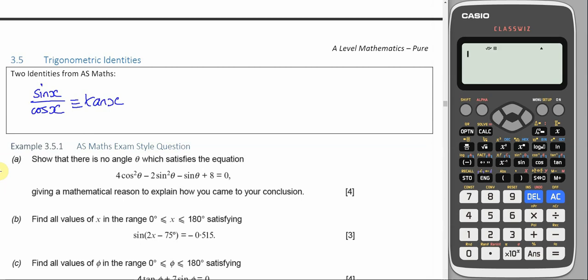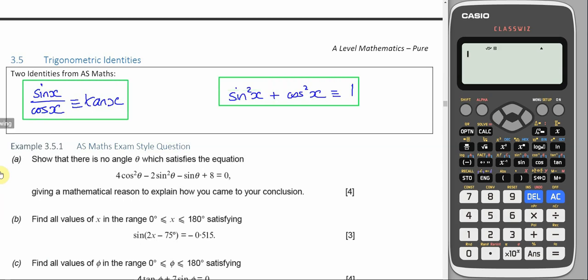The other identity is sine squared x add cos squared x. When the angle is the same in both cases, that always equals 1. So there we have two identities from AS Maths that you will be using very often in A2 Maths as well.